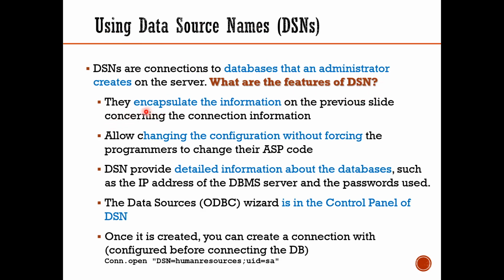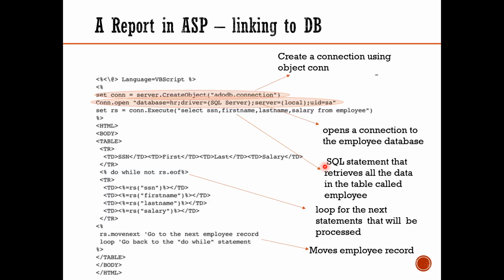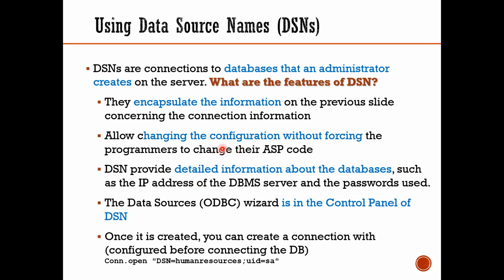It is implemented by encapsulating the information on the previous slide, as we have seen here. It's about encapsulating the connection information, and then allowing changing the configuration without forcing the programmer to change the ASP code. So we do not require more changes in the code in order to change the value of the data. DSN also provides detailed information about the database, such as the IP address, the DBMS server, and other details.